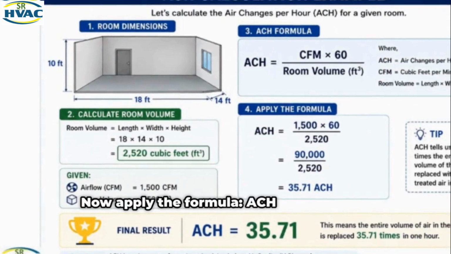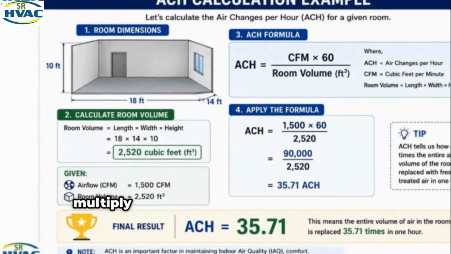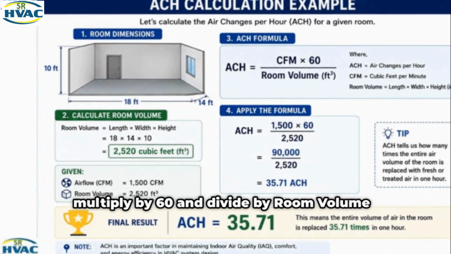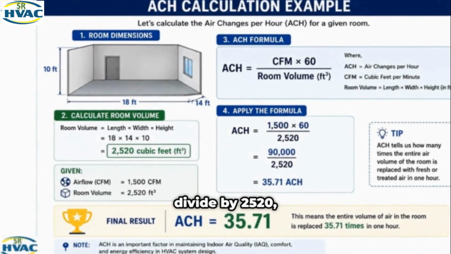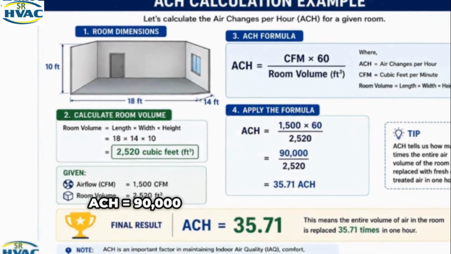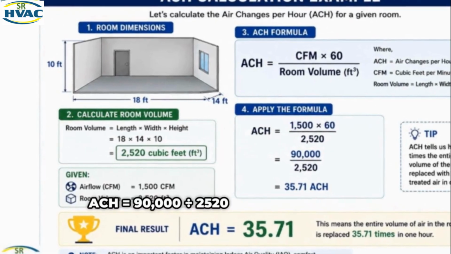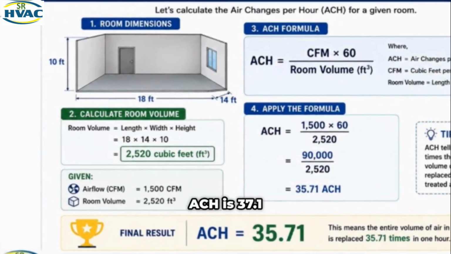Now apply the formula: ACH equals CFM multiplied by 60 and divided by room volume. So ACH equals 1500 multiplied by 60 and divided by 2520. ACH equals 90,000 over 2520. Therefore, the final ACH is 37.1.